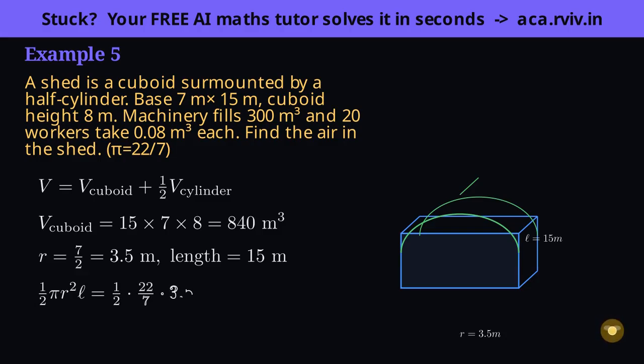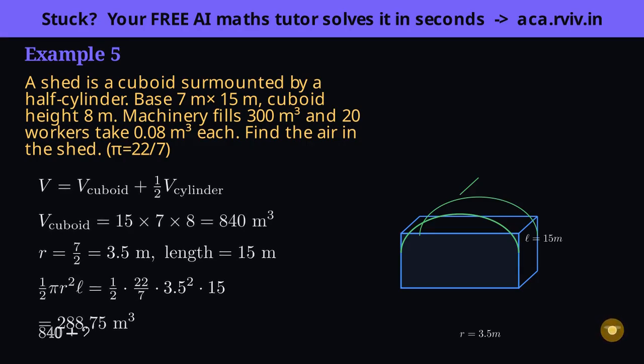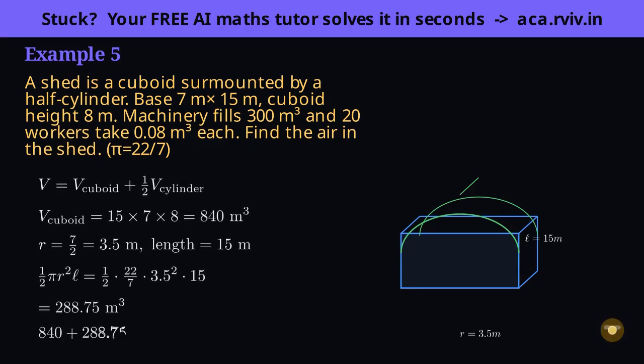Substitute π as 22 over 7, radius 3.5 squared, length 15. Work it through and the roof holds 288.75 cubic meters of air. Add the box and the roof and we have the total air an empty shed would hold, 1,128.75 cubic meters.